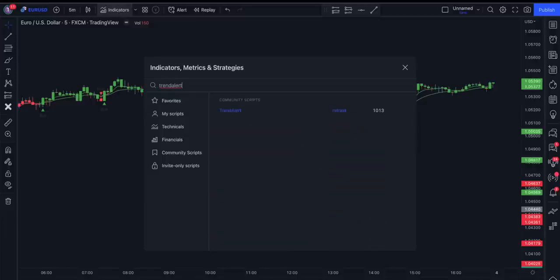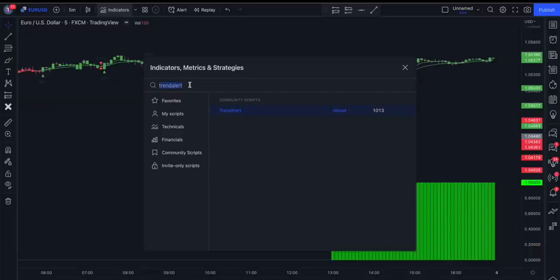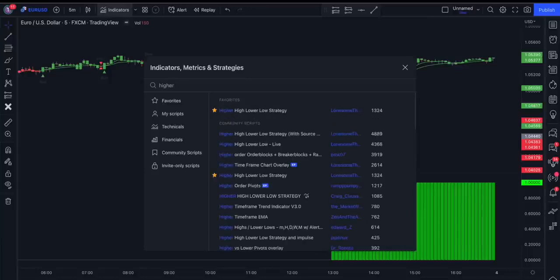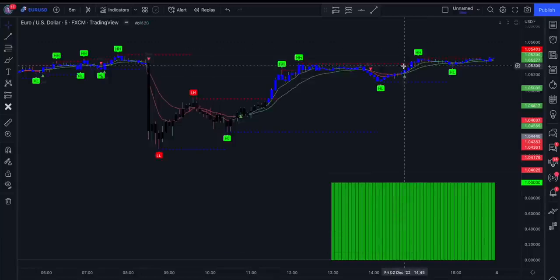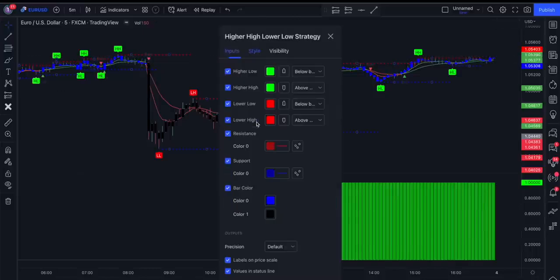For the second confirmation indicator, you can add, for example, trend alerts. And for the third confirmation, you can add a higher-high, lower-low strategy in which you have to change some settings.